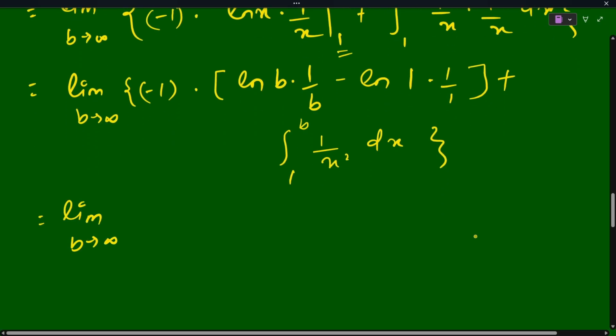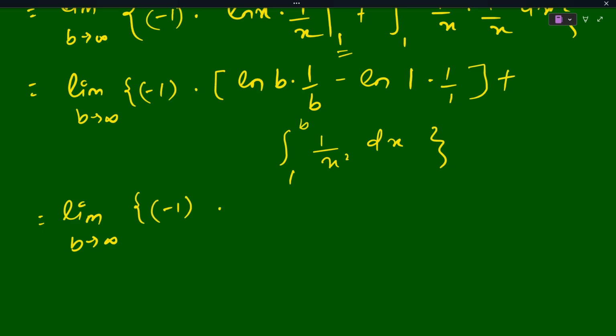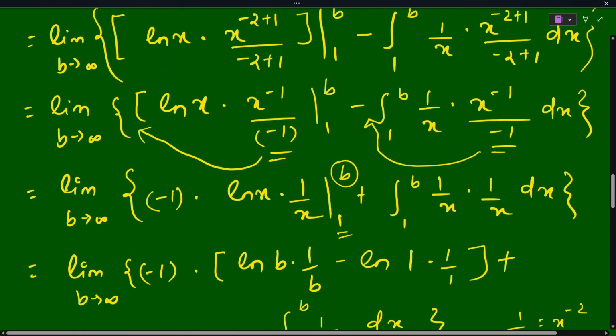This one is limit b tends to infinite, this value is minus 1. Now this one is ln b by b minus this value is ln 1, so ln 1 is 0, so it is 0 into 1, then plus this one is the integration of 1 by x square. If you remember this one, then it would be minus 1 by x, or else you can do this in this way: 1 by x square is x to the power minus 2, then the integration would be x to the power minus 2 plus 1 by minus 2 plus 1. Or else you can see the reference also.